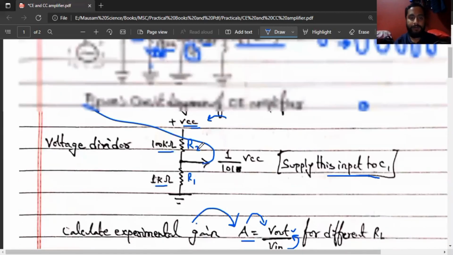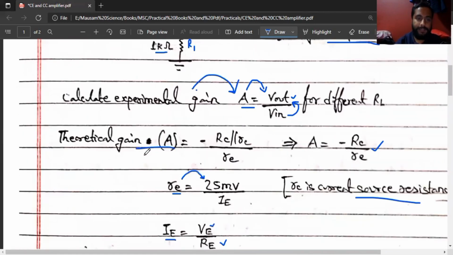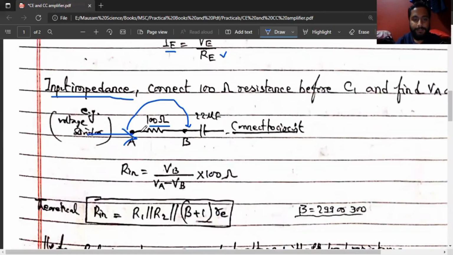Sorry, let me come here. Here directly we have connected this voltage divider to 22 microfarad, but for the case of input impedance, we'll connect here a 100 ohm resistor, and we'll connect the voltage divider on this point like before. Between these two, we'll connect a 100 ohm resistor and we'll measure the voltage on A and voltage on B with the help of oscilloscope, VA, VB.